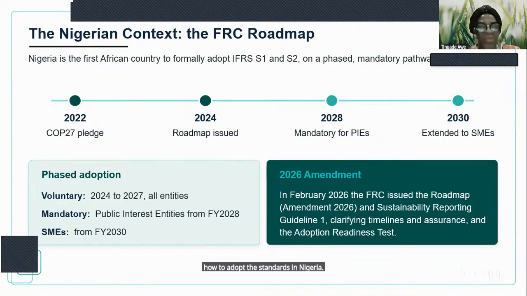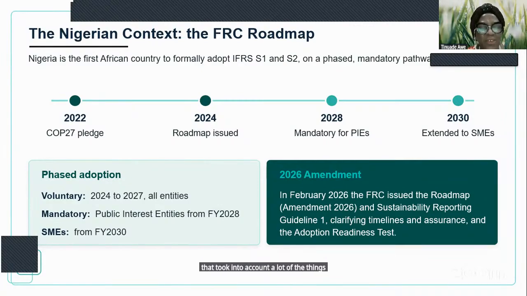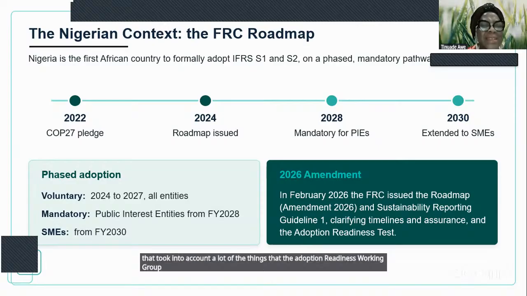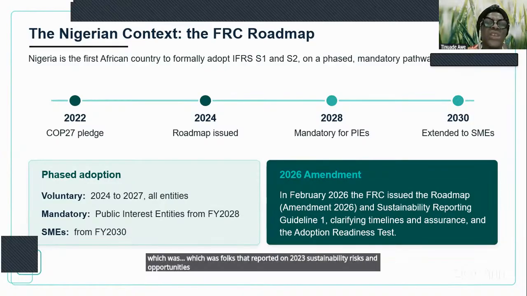And the FRC accepted some, and it came out with a roadmap, thanking the Adoption Readiness Working Group for its work, that took into account a lot of the things that the Adoption Readiness Working Group had recommended. The recommendation was that we should start an early adoption period, which was folks that reported on 2023 sustainability risks and opportunities in 2024.